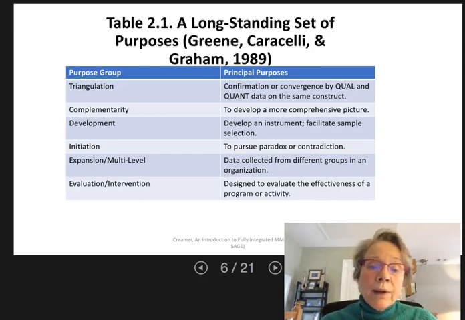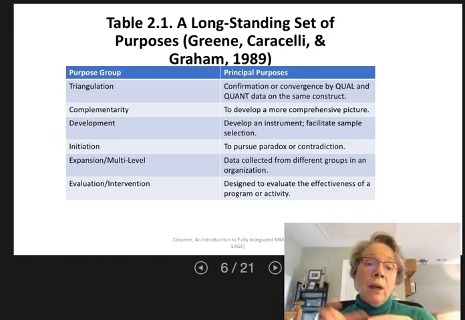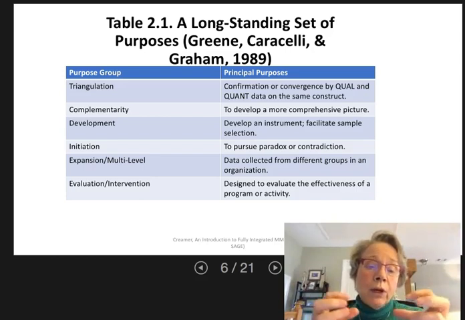Development design also applies to sampling. You might get a bunch of quantitative data to pick a qualitative sample, or qualitative data to pick a quantitative sample. And then the thing about a development design is you kind of walk away from the data in the first phase. Initiation is a very small percentage of articles in a very nice niche, and those always have the purpose of looking at different data sources to understand contradiction or paradox. They often follow a study where findings are unexpectedly either paradoxical or contradictory.